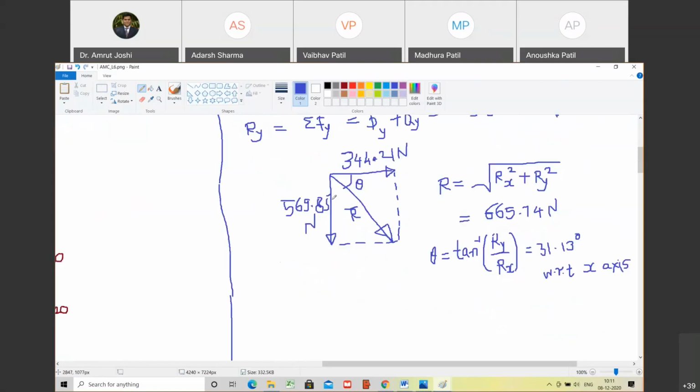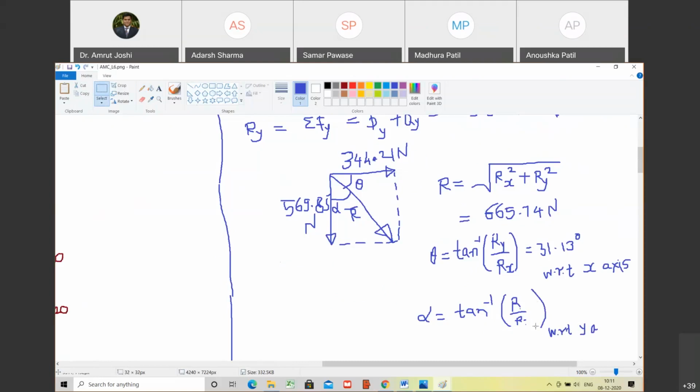Now, if I ask you, what is the angle made by resultant with reference to y? 90 minus 31.13, 58.87. Yes, but with formula, agar calculate karna hai directly, so tan inverse of Ry by Rx. Yes, sir. So tan inverse of Ry by Rx without sign is the angle made with reference to y axis. Are you with me? Yes. And x axis ke saath agar karna hai to it is tan inverse of Rx by Ry. Excuse me sir. Arey maine same hi likha. I am very sorry. Haan. I have to make it Rx by Ry.